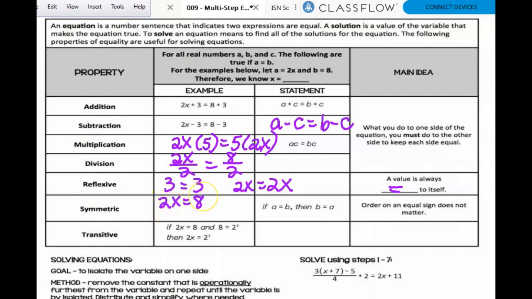The symmetric property is telling me I can write 2x equals 8, and that's the same thing as 8 equals 2x. And this is what we were talking about when we were solving the equation. It doesn't matter which side I move stuff on, right? I get the same answer either way. The transitive says if A equals B and B equals C, then A will also equal C.